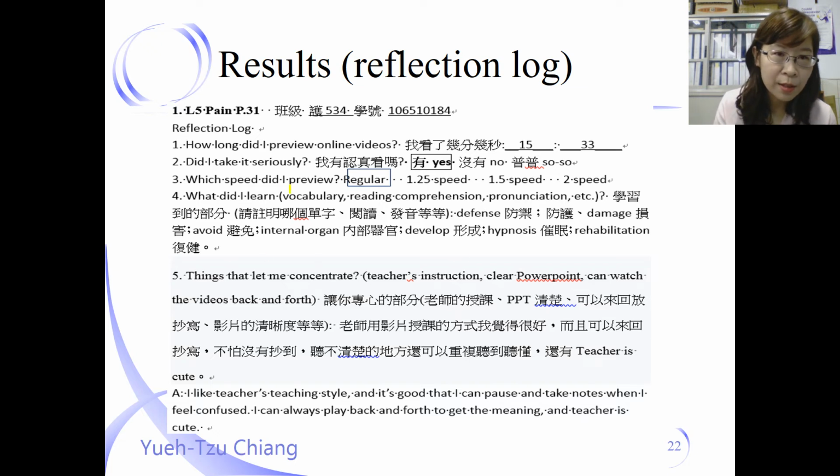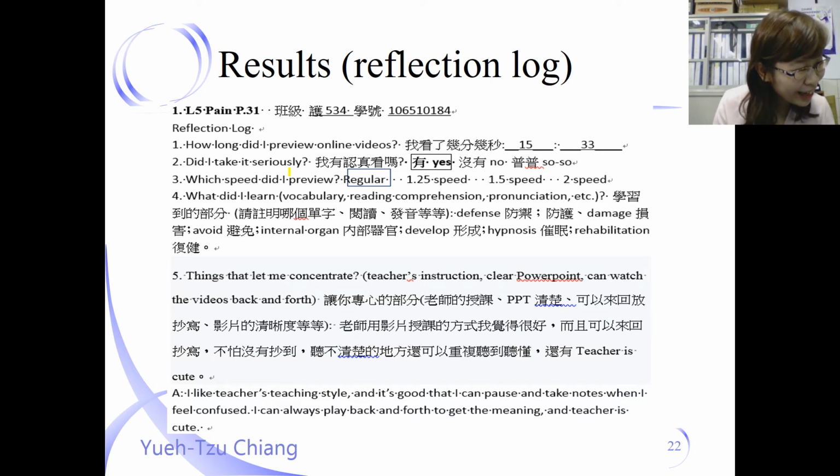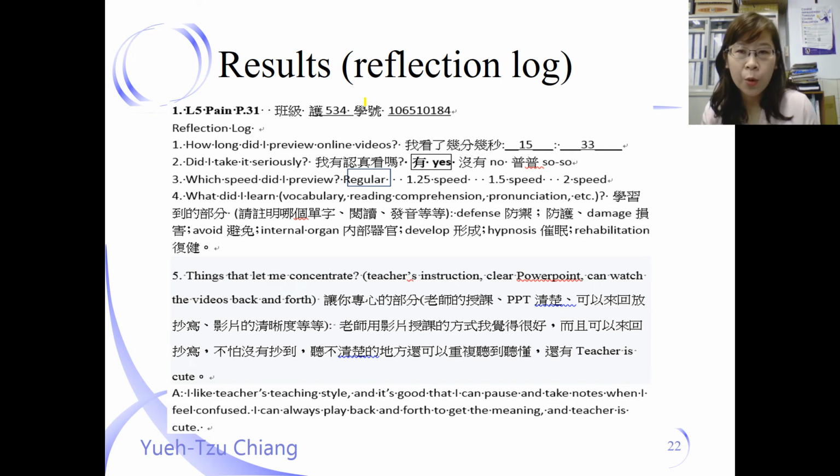I'm sorry, this is all Mandarin Chinese, but I tried to translate it into English. I asked the students how long they previewed the online videos. So these are the answers. And then I asked them, did they take it seriously? Most of the students, I would say like 90%, say yes. But some students are pretty honest.